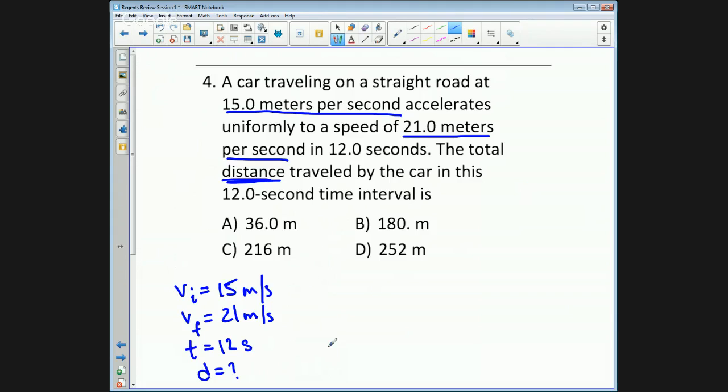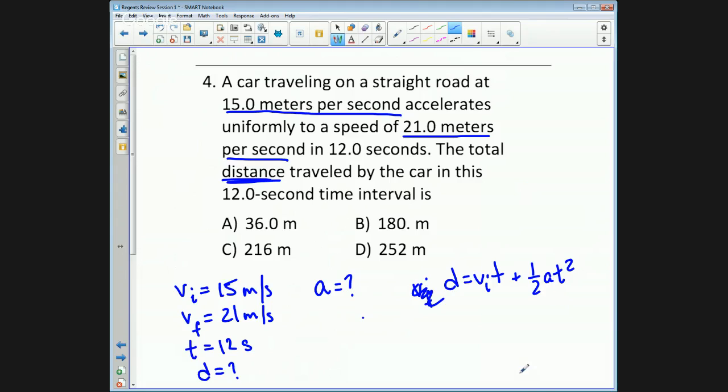There's one thing that we need to solve for in this problem in order to get our answer. We actually need to determine the acceleration. We need to figure out the acceleration to get our distance. Because if we look at our reference table, on the last page of our reference table, we can use this formula. Not that one. This one. D equals V_i t plus 1/2 a t squared.